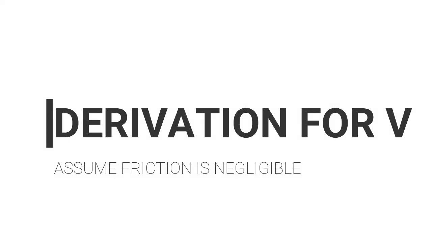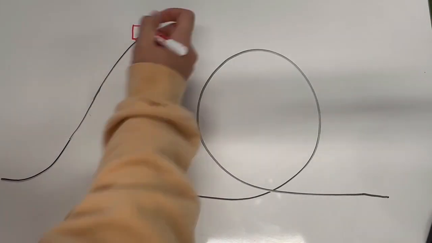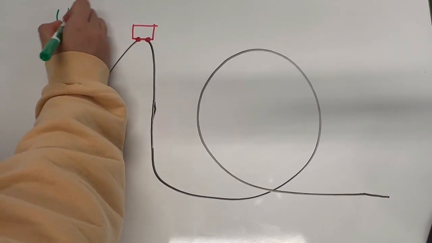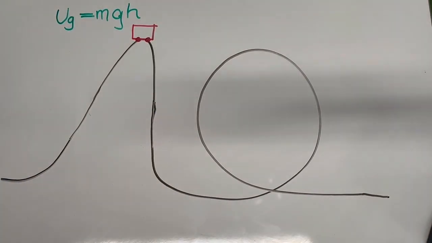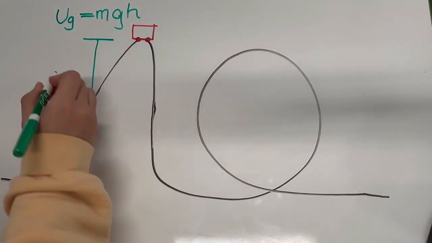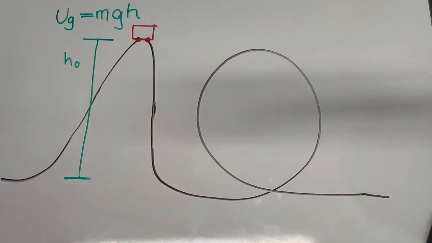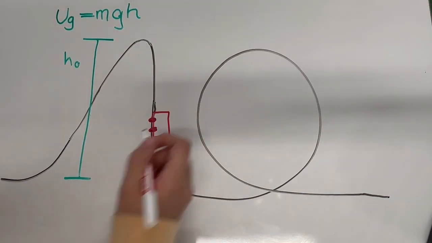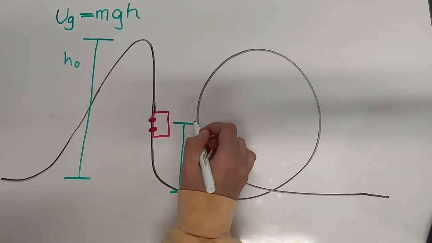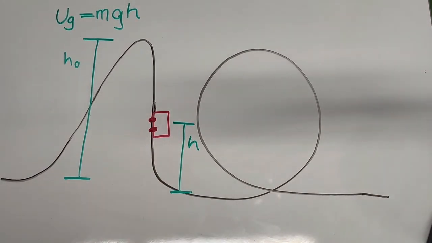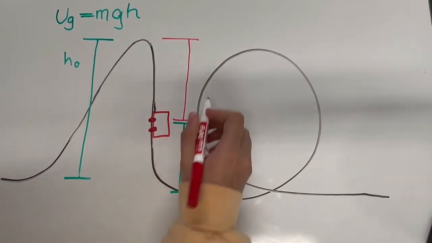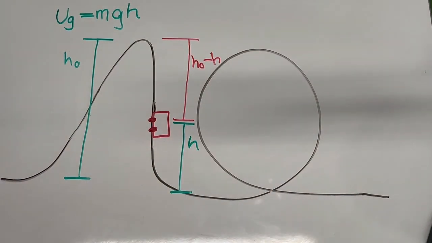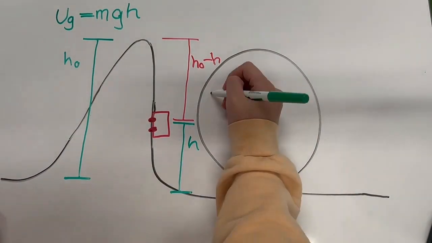Time for our favorite part of this physics video, that is derivation. Let's start with a derivation for velocity when friction is negligible. Assuming the system consists of the cart and the earth, at the maximum point of the track, which we labeled as h0, the system only contains gravitational potential energy, which is mass times acceleration due to gravity times height. As the cart travels down the track, its gravitational potential energy is being transformed into kinetic energy.